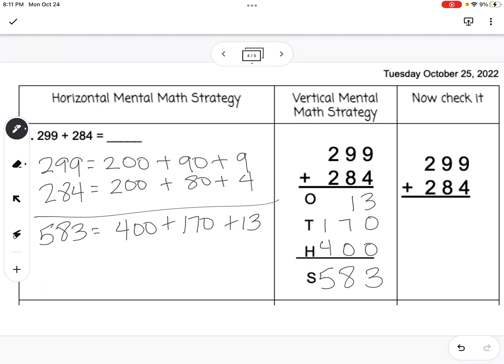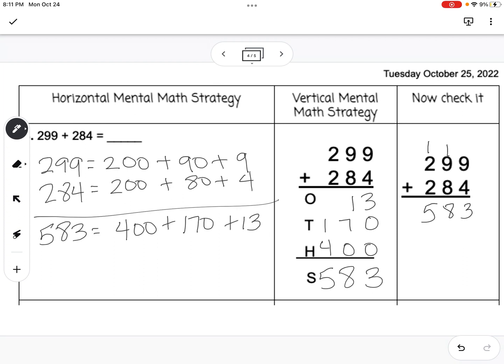All right, last step is to check it with our standard algorithm. 9 plus 4 equals 13. Drop that 3, carry the 1. 1 plus 9 is 10. 8 more is going to bring us to 18, so the 8 goes down. We carry that 100. 1 plus 2 is 3. 2 more brings us to 5. So again, I have done it using 3 different strategies. And all of them landed me at the same sum of 583.